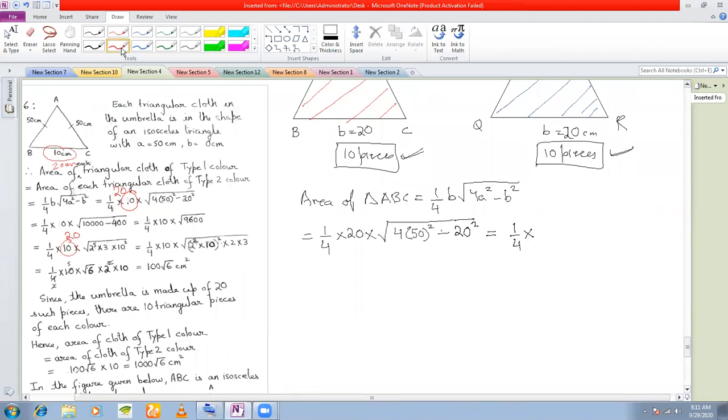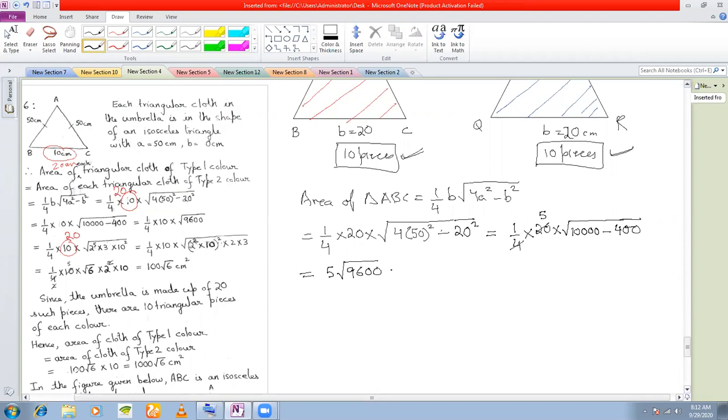Okay. So I simplify this expression within the radical. This comes out to be 10,000 minus 20 square is 400. Okay. So this is, now 4 will cancel with this 5, and therefore you have 5 root 9600.